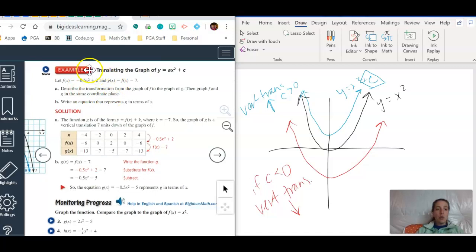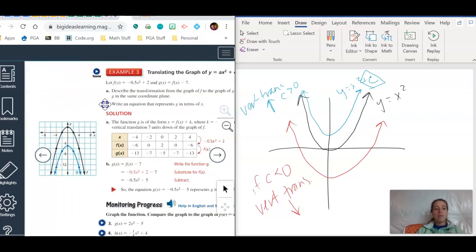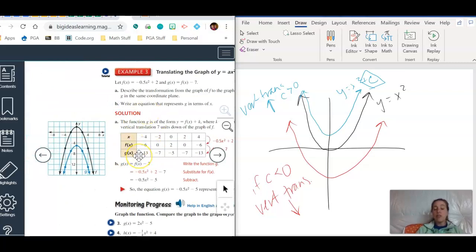So let f of x equal negative 0.5x squared plus 2, and g of x equals f of x minus 7. So now we're using that function notation again, which just tells me this function. Then I am going to describe the transformation from f to g, and then graph them both in the same coordinate plane, which just means graph them together. You can make your chart, you can use Desmos.